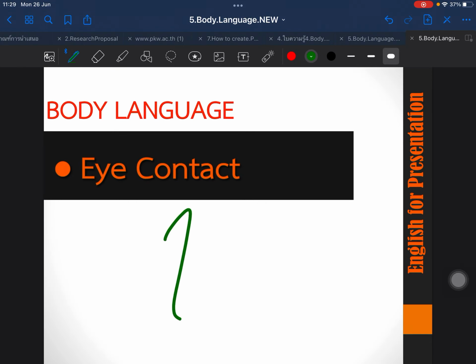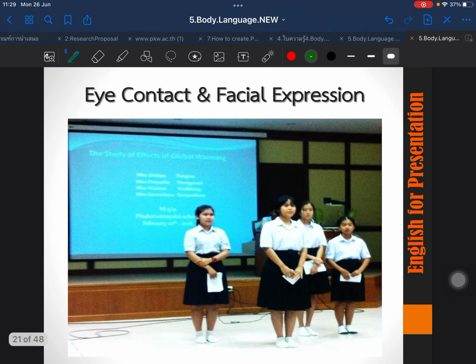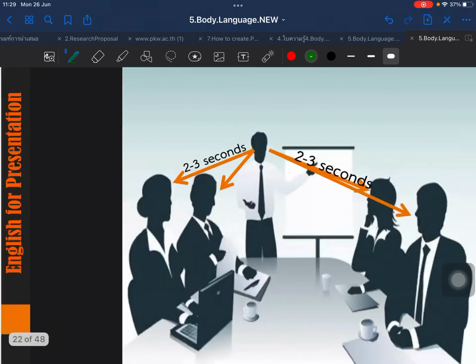Now let's move on to the eye contact. The eye contact is the way you look at the audience, okay? The way you look at the audience. As you can see, this is facial expression. They look at the audience and they look so confident. The way they hold their hands, posture, the way they dress, they are very good, right?